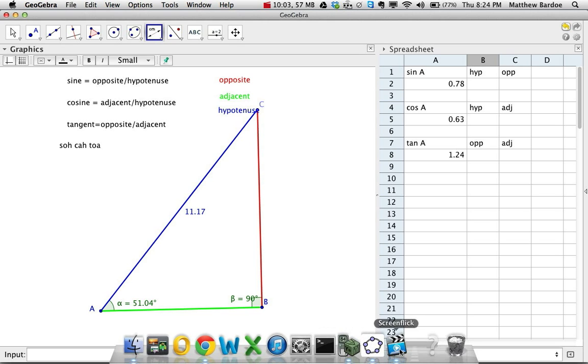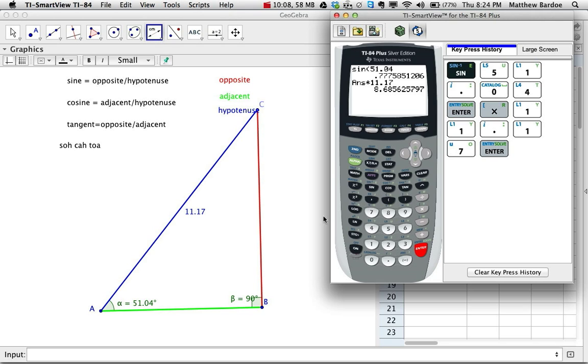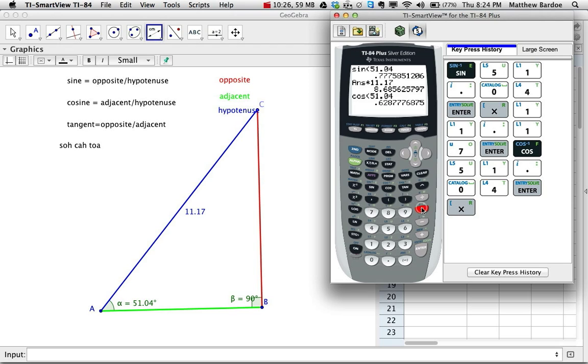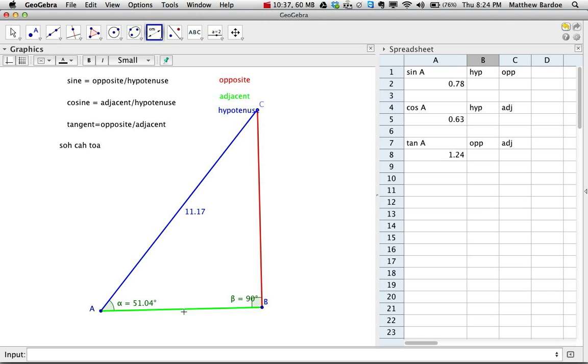How would I figure out the adjacent? Well, to figure out the adjacent, I know the hypotenuse. I want to know the adjacent. That's A and H, so I'm going to use cosine. So cosine of 51.04 tells me that the adjacent is about 63% of the hypotenuse. So I take that number times the hypotenuse, get 7.02. Let's see how correct that is. Dead on.